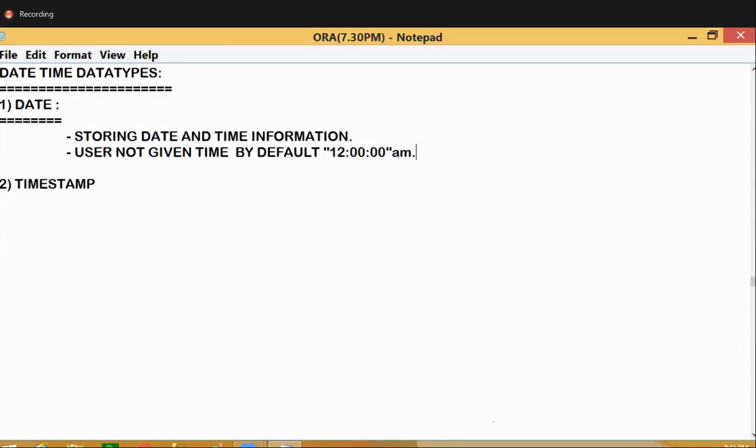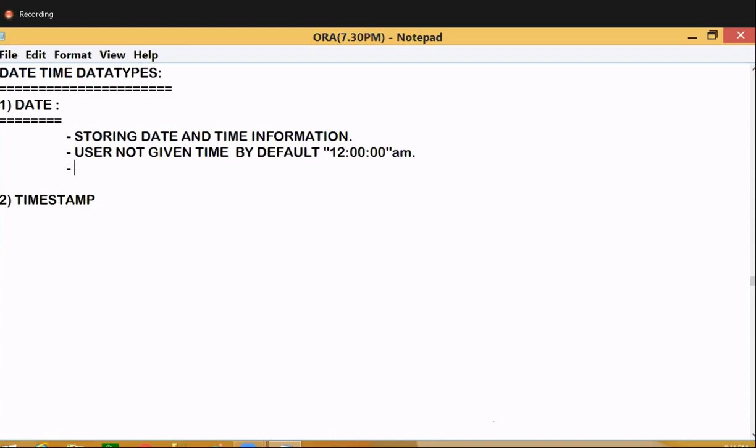When will it take 12:00:00 AM? Whenever the user has not given time information, by default Oracle will take 12 AM. It will take 12 AM. Okay, now, that is what it is.